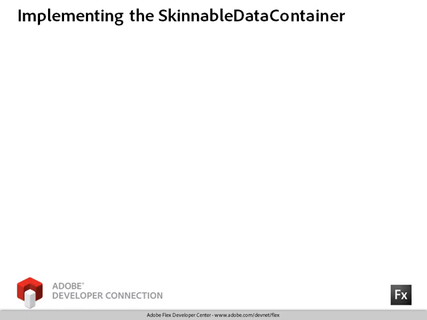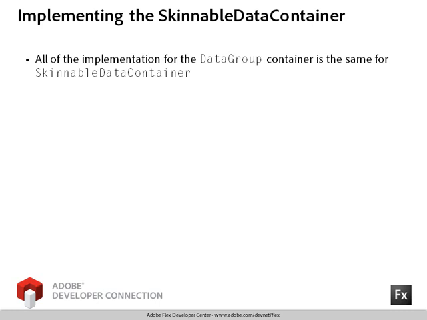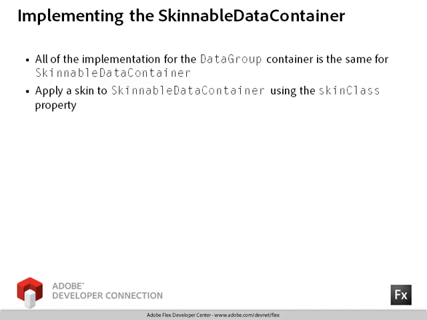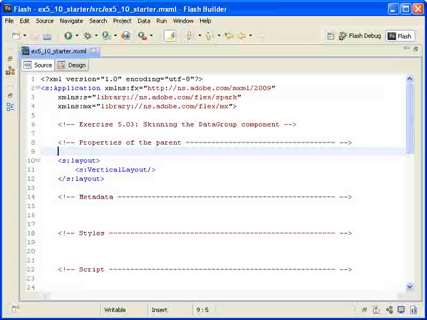In earlier videos, you learned that the data group container itself is not a skinnable container. However, it does have a skinnable equivalent, the Skinnable Data Container class. The only difference between the two is that the Skinnable Data Container can have visual elements applied to it. You apply a skin class to it using the skin class property.